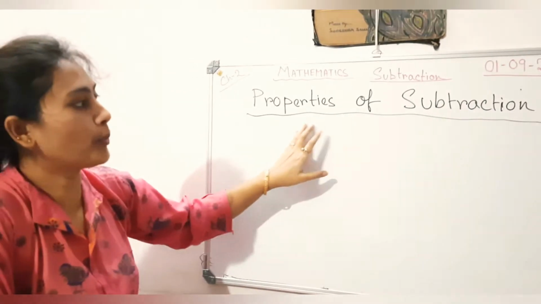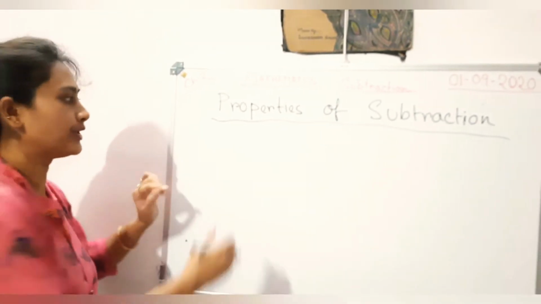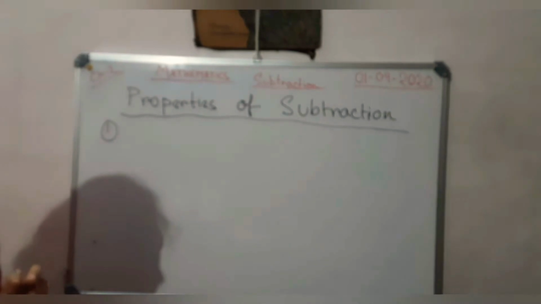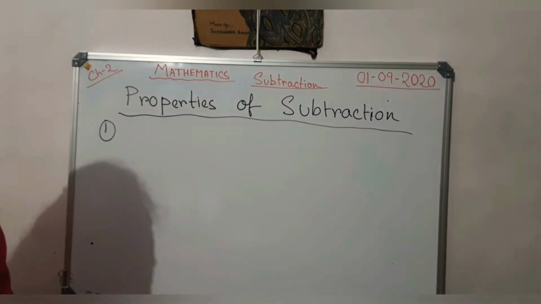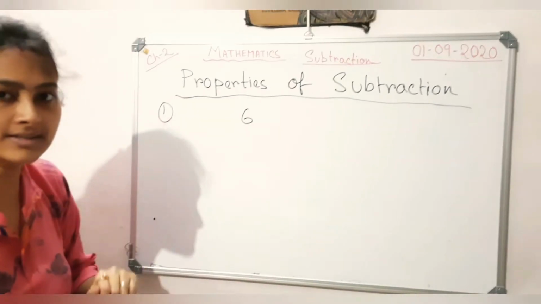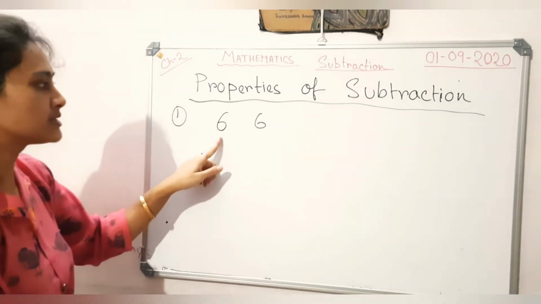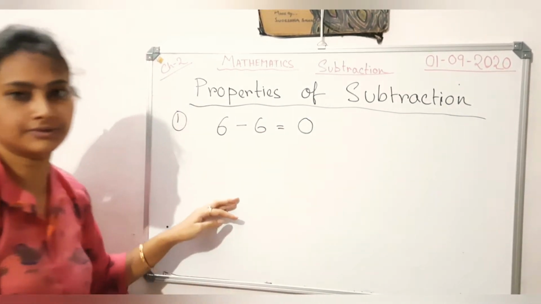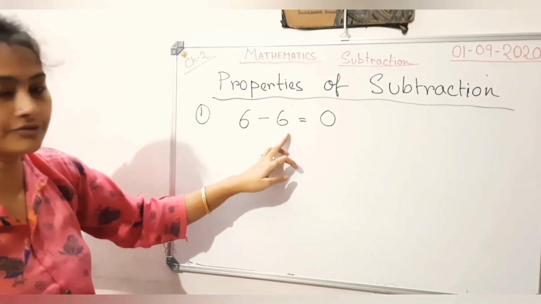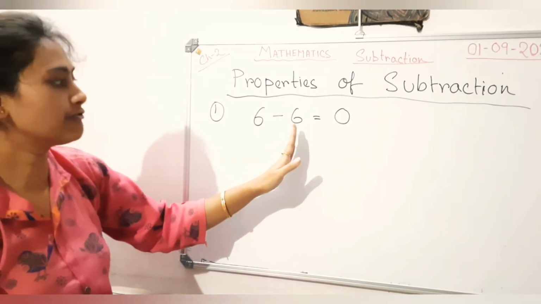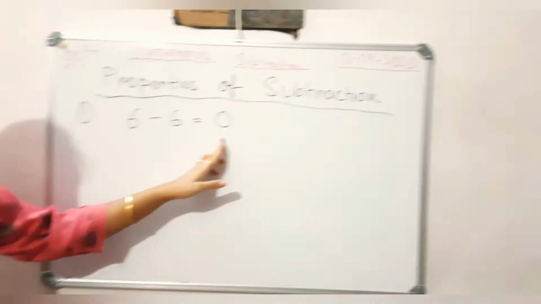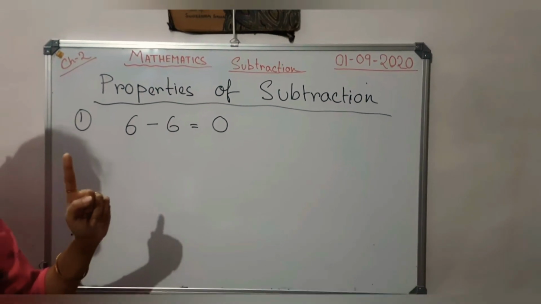Today we will discuss properties of subtraction. First one is, whenever I am subtracting a number from the number itself, my answer will be 0. Suppose I have to subtract 6 from the number itself. From 6, if I subtract 6, what will my answer be? I will get 0 as difference. If I subtract a number from the number itself, my difference will be 0. That is the first property of subtraction.